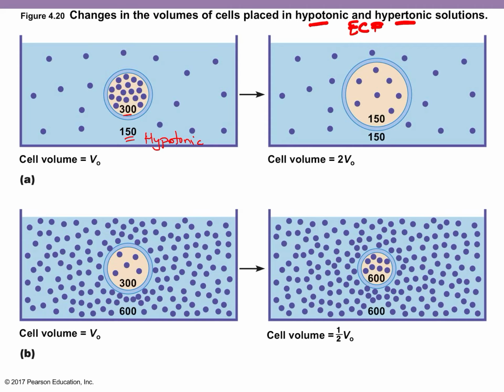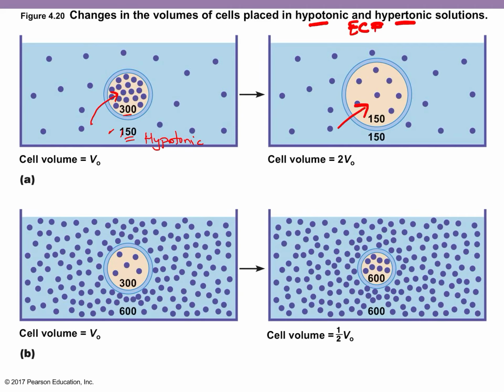So if a cell is placed in a hypotonic environment, the water is going to want to move towards the hypertonic side. In this case, the hypertonic side would be inside the cell because it wants to balance out the concentration of water. The outside of the cell is more concentrated in water, less concentrated in solute. It's hypotonic, less solute. So water will enter into the cell until when? Until the concentration gradients are equalized.